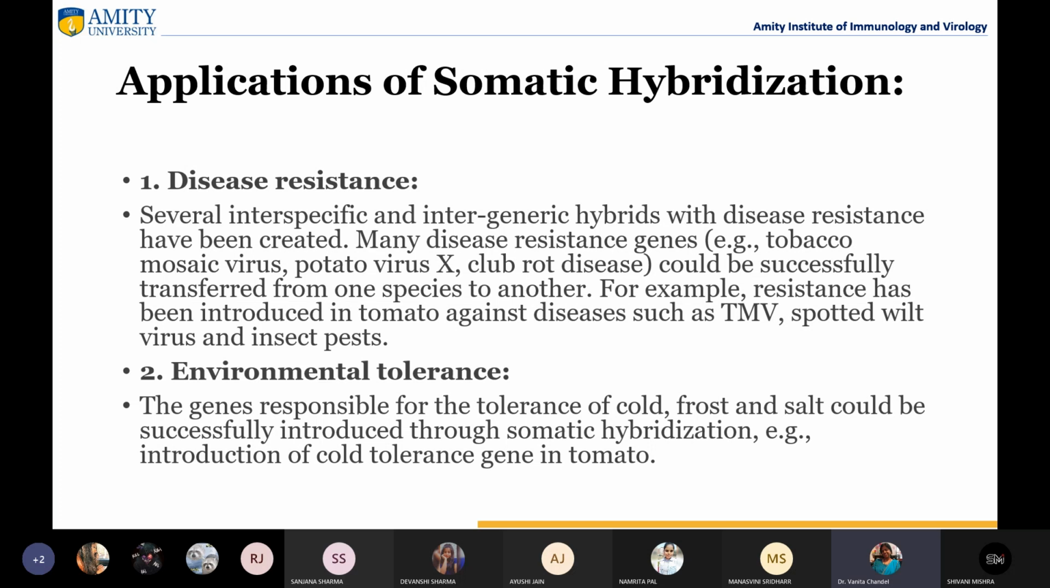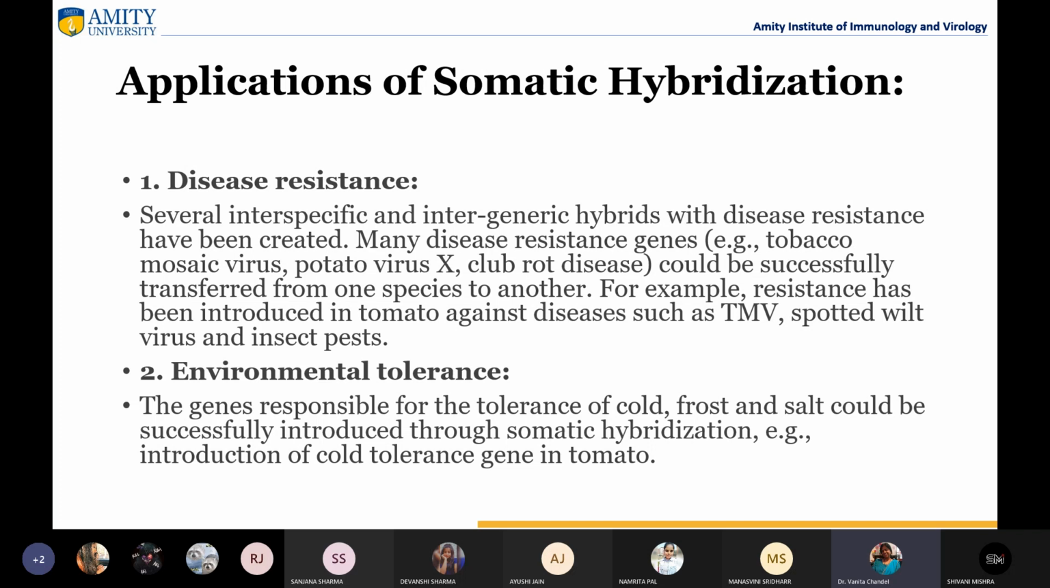For example, the resistance has been introduced in tomato against, it should be tobacco mosaic virus, not tomato mosaic virus, spotted wilt virus, and insect pests. So this is a very good method to introduce disease resistance into varieties or to develop pathogen resistant plants.